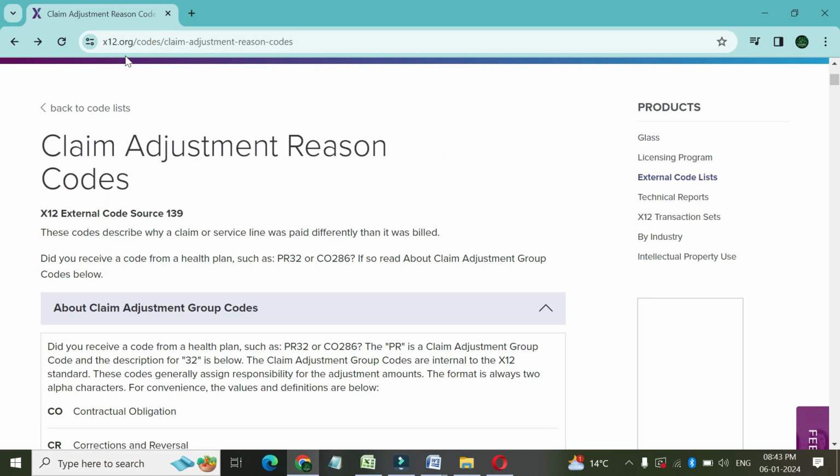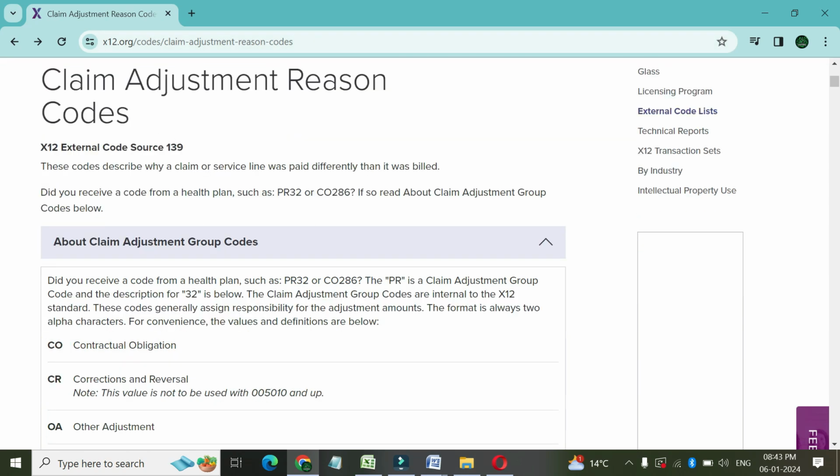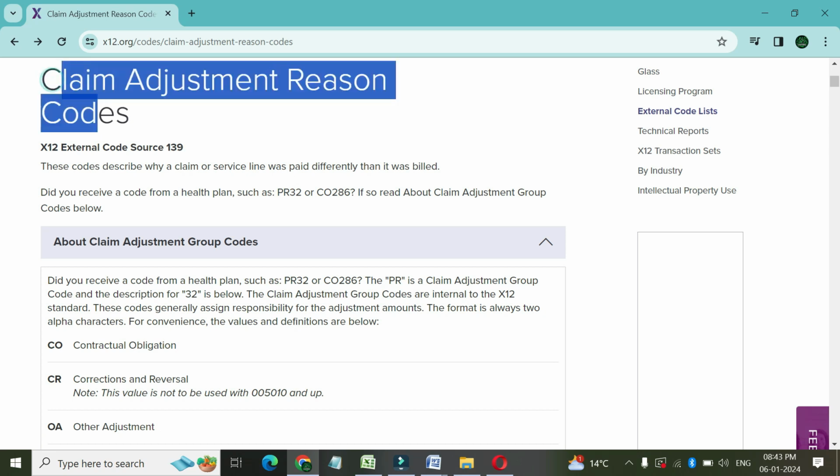Alright, so guys, if you want to see different reason codes and group codes, you can visit this website, x12.org, and this has all the important codes, like the claim adjustment reason codes and remittance advice remark codes. I'll take you through all those codes, but today we'll only look into the claim adjustment reason codes.